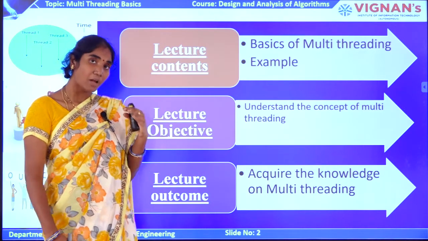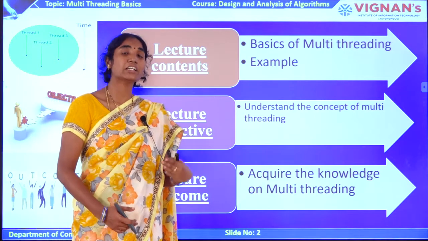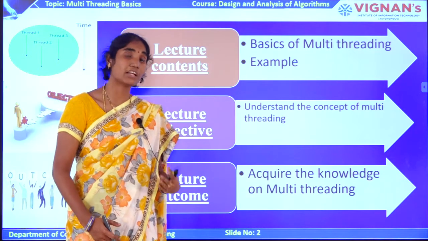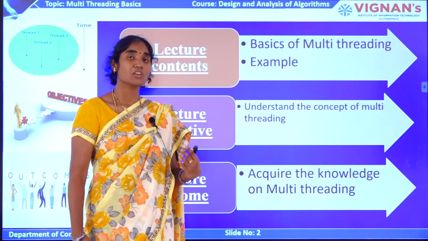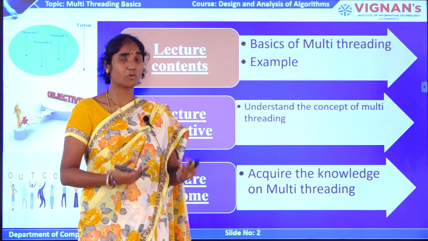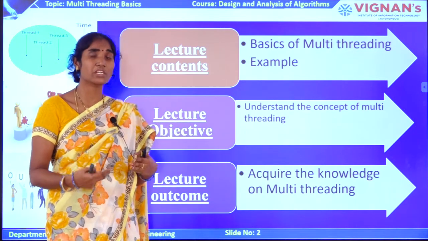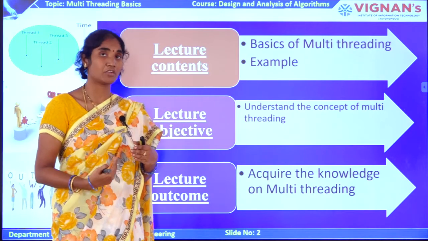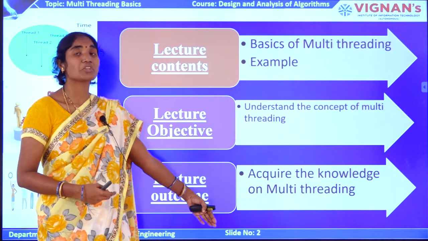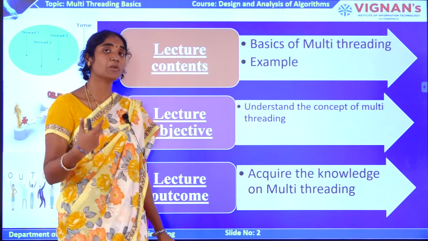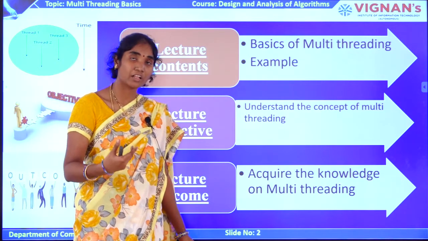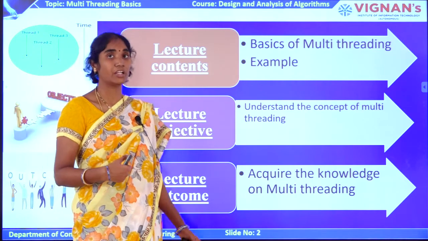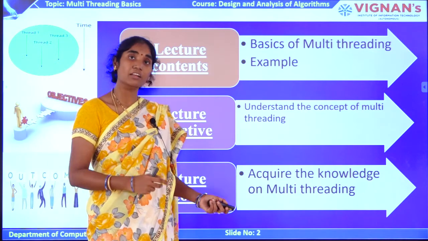And coming to the objective. After learning today's lecture, the students are able to understand the concept of multi-threading. So what is meant by multi-threading, and also what operations we are using, and what is the basic difference between uniprocessing and multiprocessing. And coming to the outcome, the students are able to acquire the knowledge on the basics of multi-threading after learning this particular lecture.